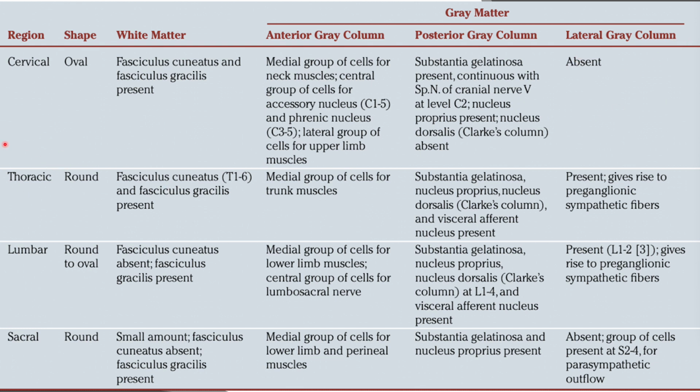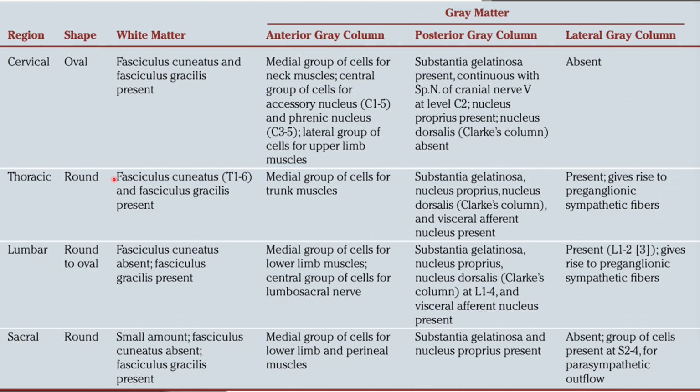In the thoracic region, its shape is round. The fasciculus cuneatus is found from T1 to T6. The fasciculus gracilis is present. We have the medial group of cells for the trunk muscles, substantia gelatinosa, nucleus proprius, and nucleus dorsalis, as well as the visceral afferent nucleus, all present. And the lateral gray horn is also present, which gives rise to the preganglionic sympathetic fibers.